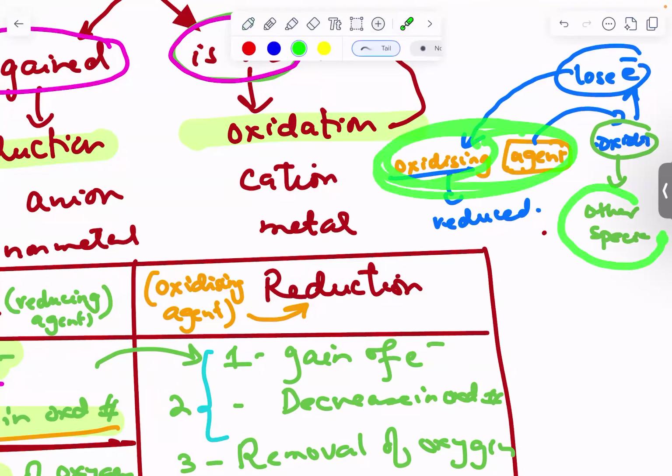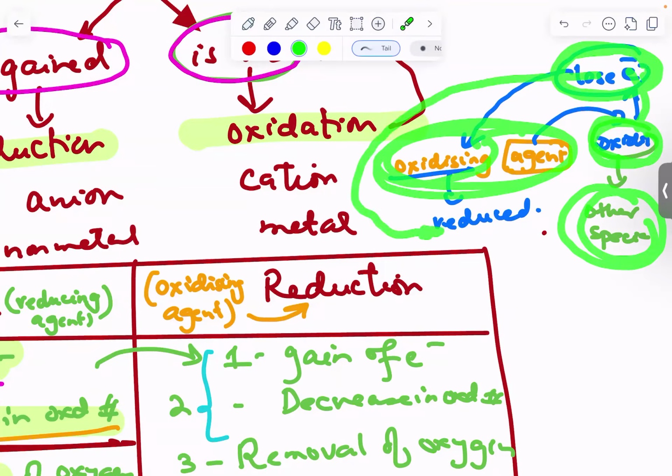The oxidizing agent asks the other species to get oxidized. When the other species gets oxidized, it loses electrons, because oxidation is loss of electrons. Those electrons are then taken up by the oxidizing agent, which gets reduced.